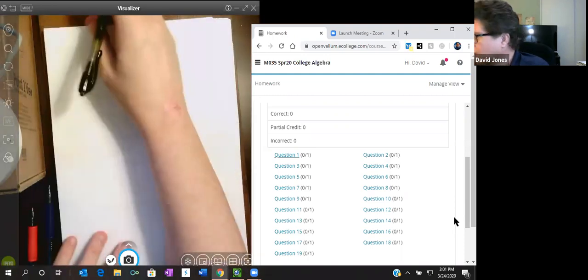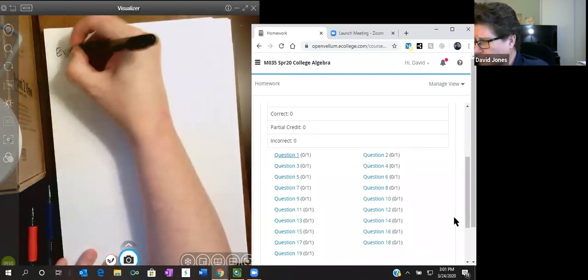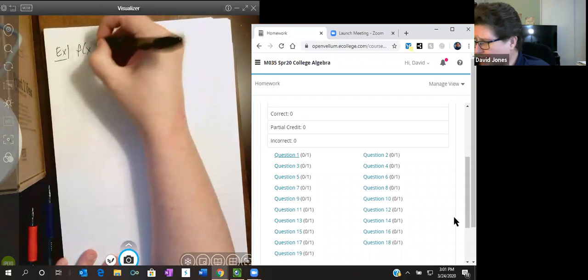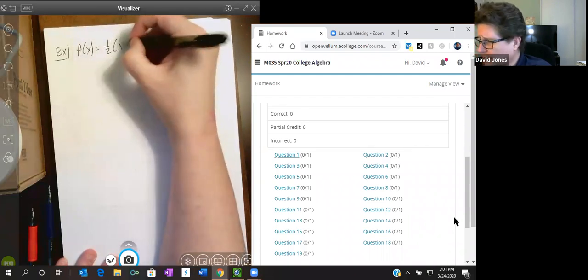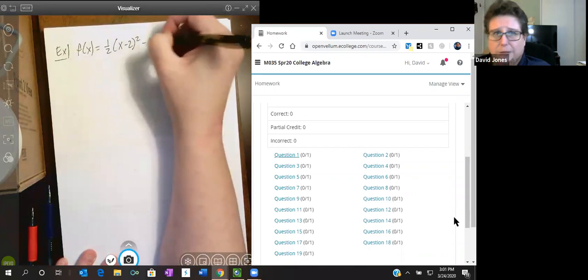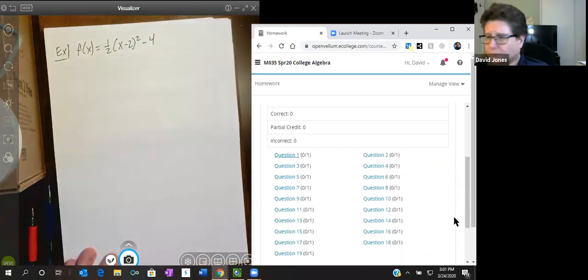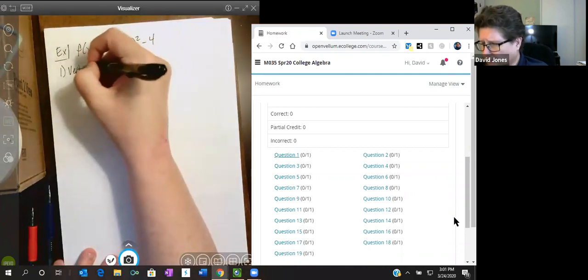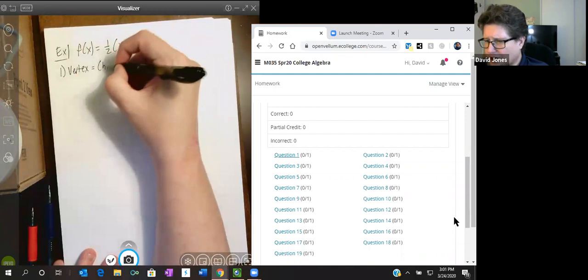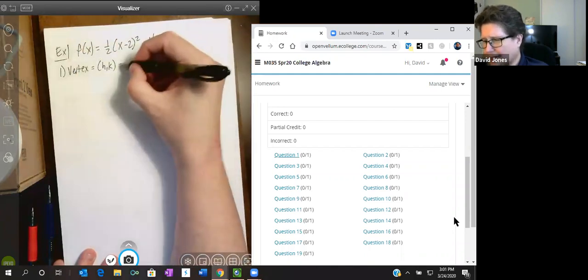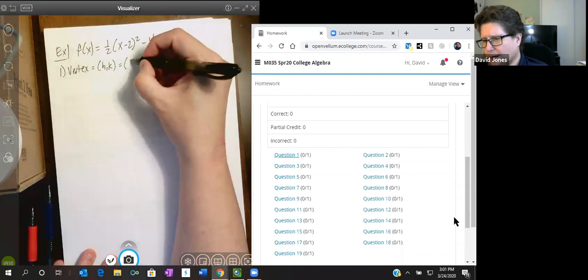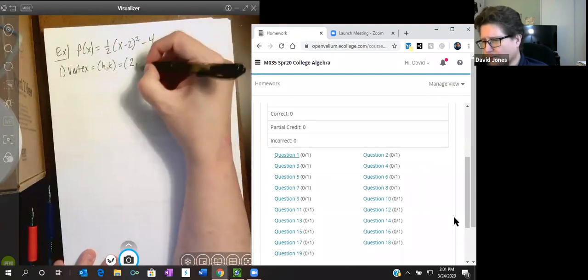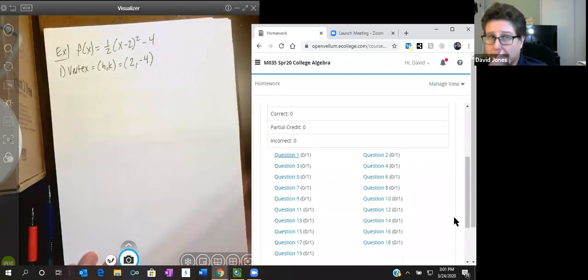So here we'll do the next example. F of x equals 1/2 (x minus 2) squared minus 4. So remember, we want our vertex. It's at (h, k), which is the opposite sign of what's in the parentheses, +2, same sign as what's outside, -4.